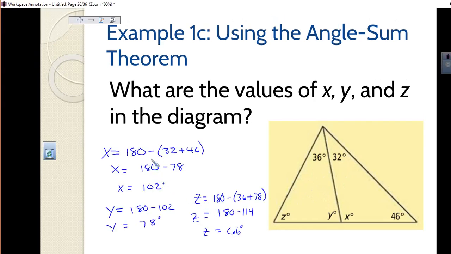All right, so once again, we're going to start with saying that x is equal to 180 minus the sum of these two. So 32 plus 46 is 78. 180 minus 78 is 102. Y is going to be a linear pair with x, so that means that 180 minus 102 is 78. So we had 102, 78, and then to find z, we're just going to take 180 minus the sum of 36 and 78, and that gives us 66. All right, so let's keep moving.